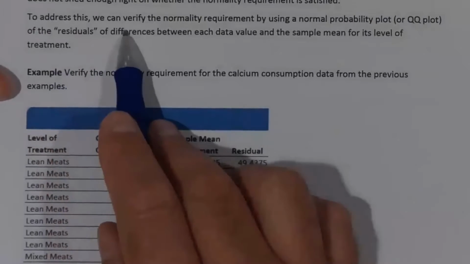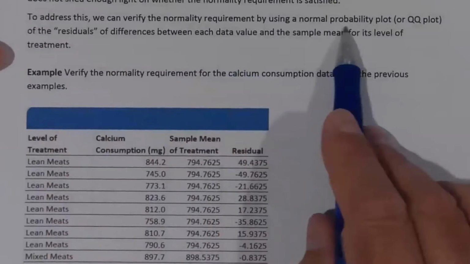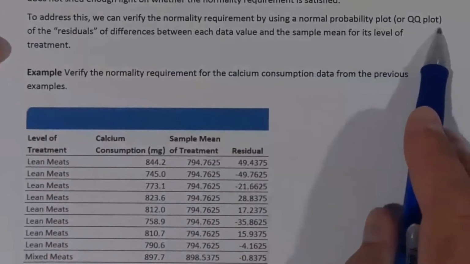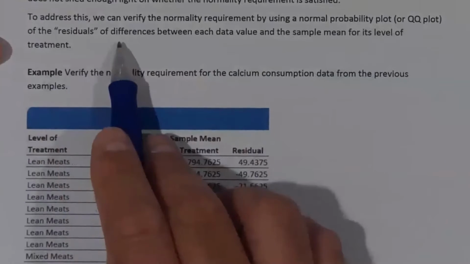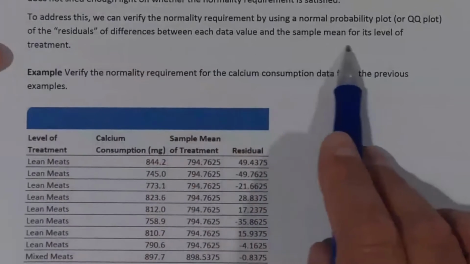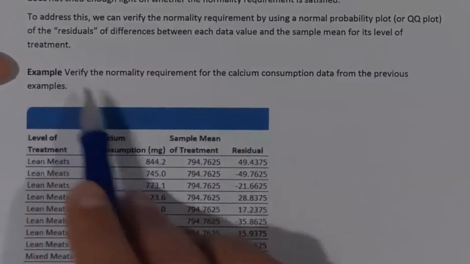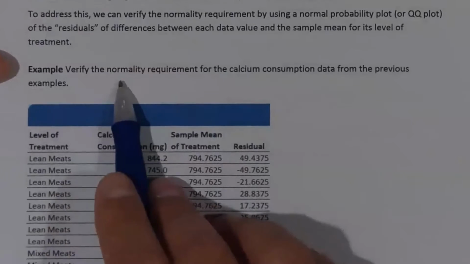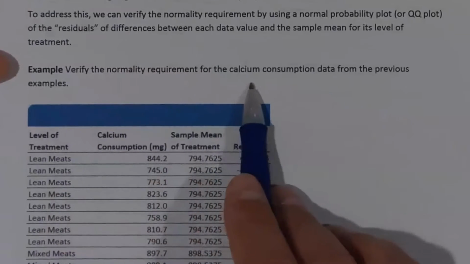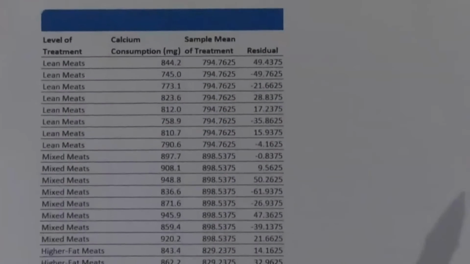To address this, we can verify the normality requirement by using a normal probability plot or a QQ plot of the residuals, the differences between each data value and the sample mean for its level of treatment. So for example, let's verify the normality requirement for the calcium consumption data from the previous examples that we've done.